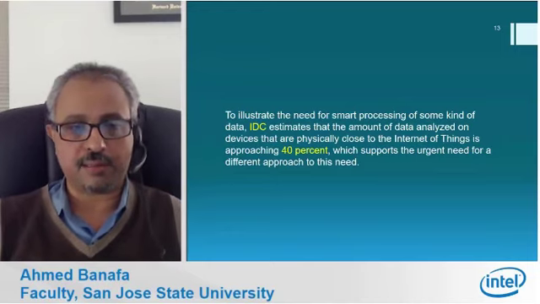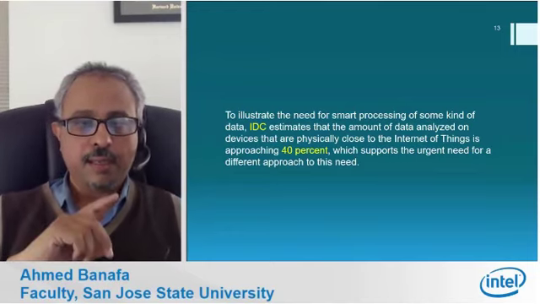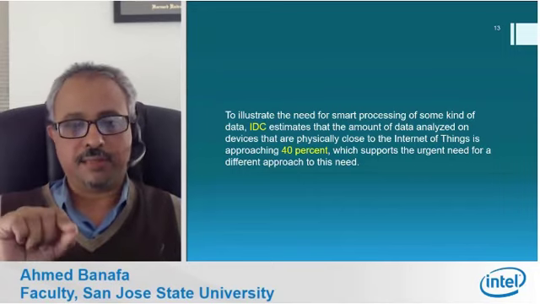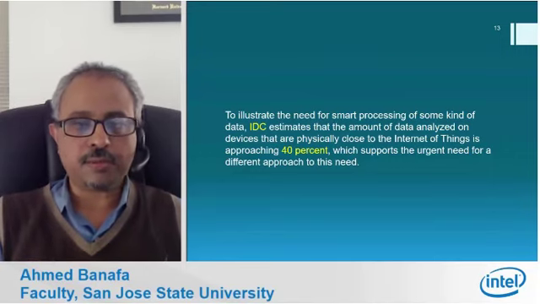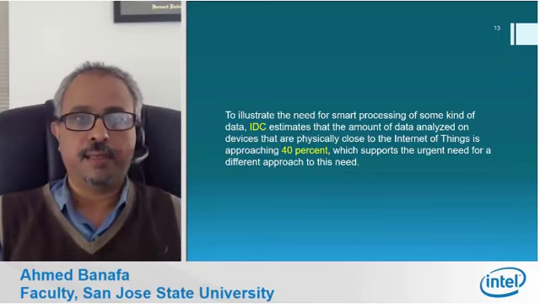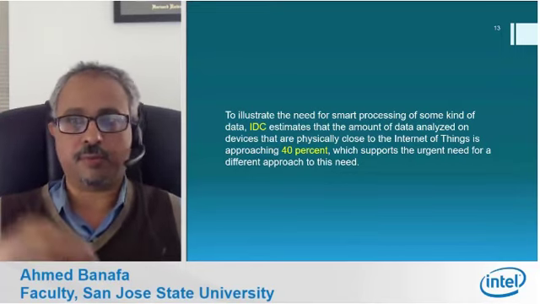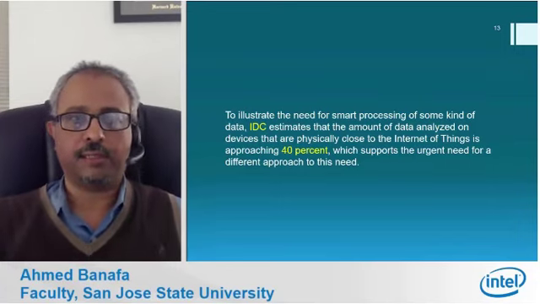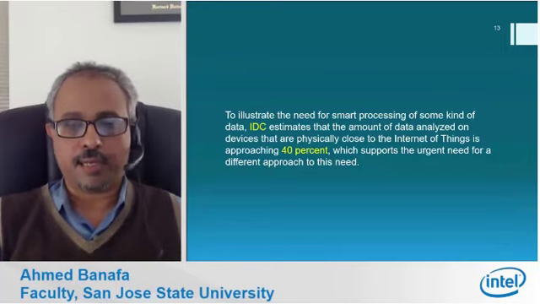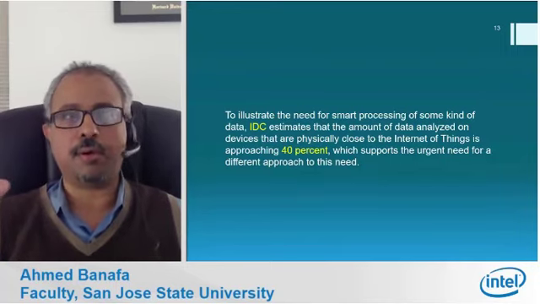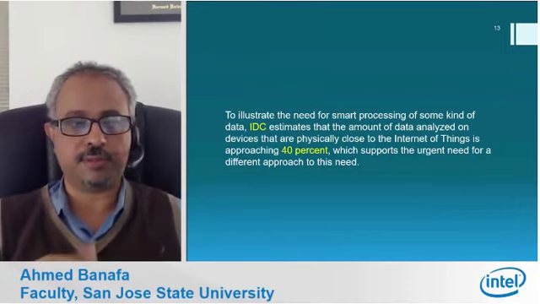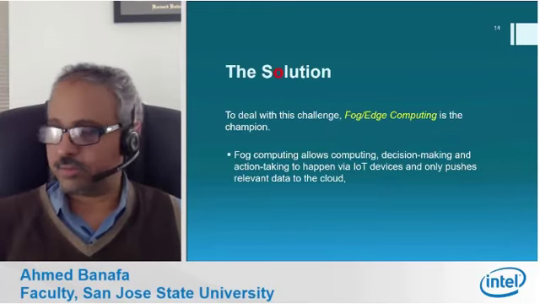IDC estimated, and this is an important statistic, that the amount of data analyzed on the devices that are physically close to the Internet of Things is about 40%. So if you can take 40% of the data and process it and make a decision at that level without going to the cloud level, you are freeing 40% of the time for the cloud computing, so it can do more intensive, more important tasks, which support the urgent need for a different approach to this need.